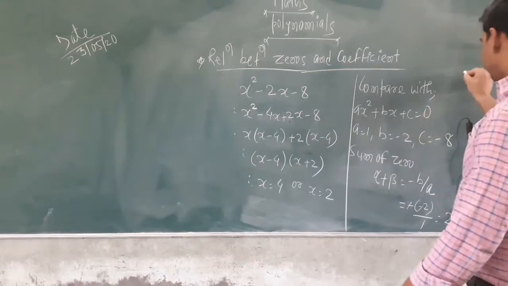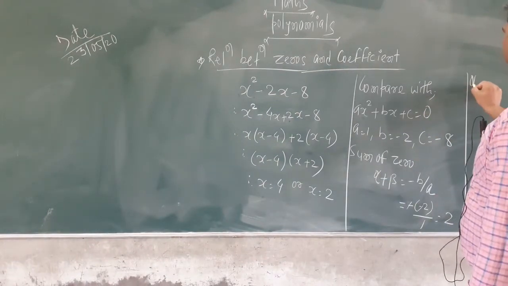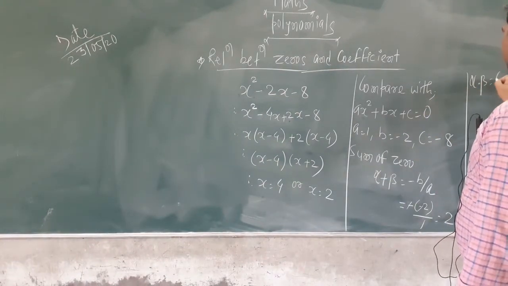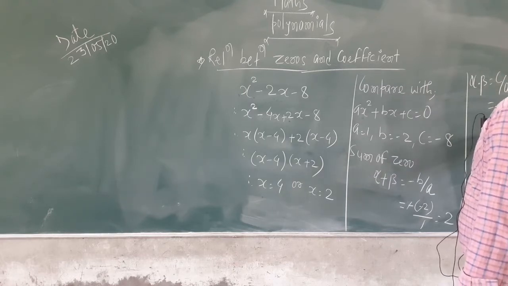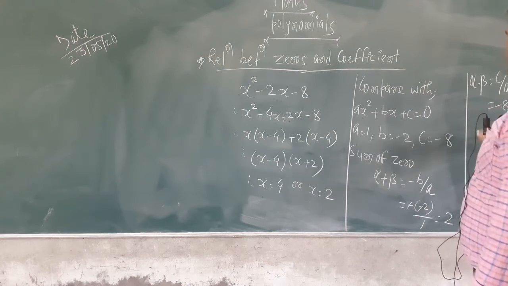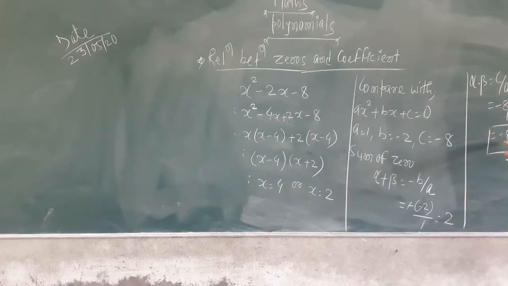Now, alpha into beta, the product of the zeros, is c upon a. c is minus 8, so minus 8 by 1 is minus 8. So by the formula, alpha into beta is minus 8 and alpha plus beta is 2.